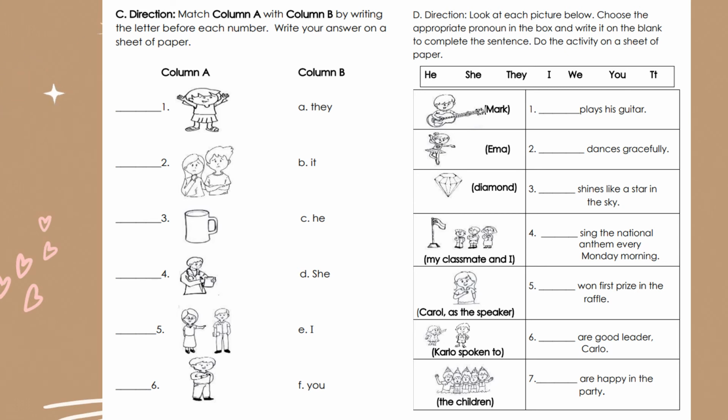Number 3, diamond shines like a star in the sky. Number 4, my classmate and I sing the national anthem every Monday morning. Number 5, Carol, as the speaker, won first prize in the raffle. Number 6, Carlo, spoken to, is a good leader. Number 7, the children are happy in the party.